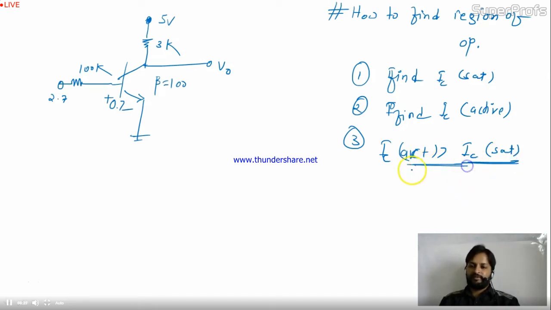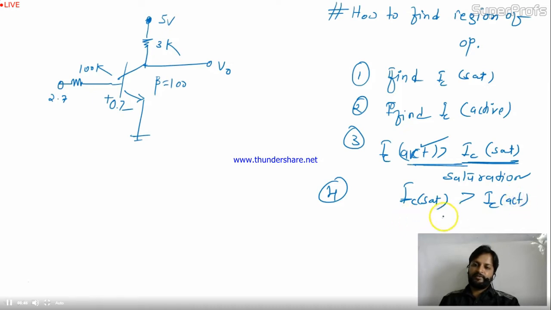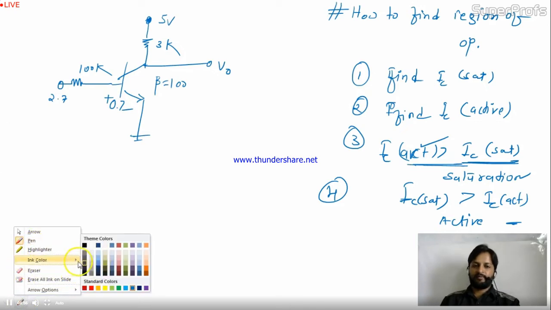So in this condition, when IC active is greater than IC saturation, your transistor will work in the saturation region. But if IC saturation is greater than IC active, your transistor is in the active region only. Is it okay? So we'll apply these steps to this circuit, so it will be clear to you. Okay? Fine.